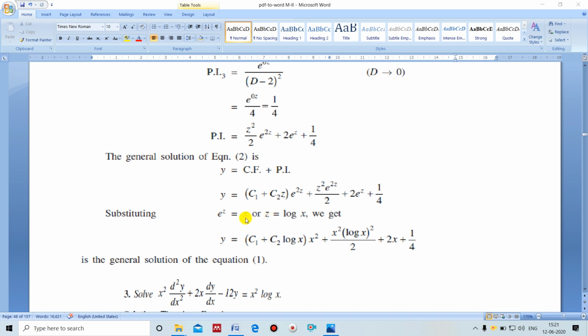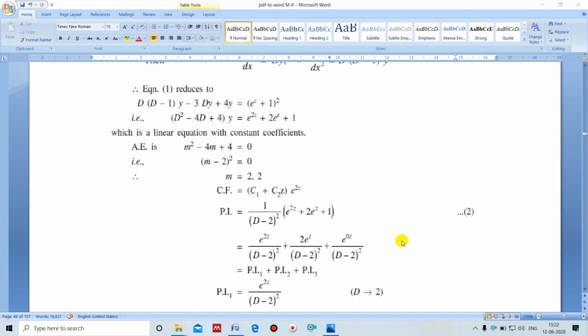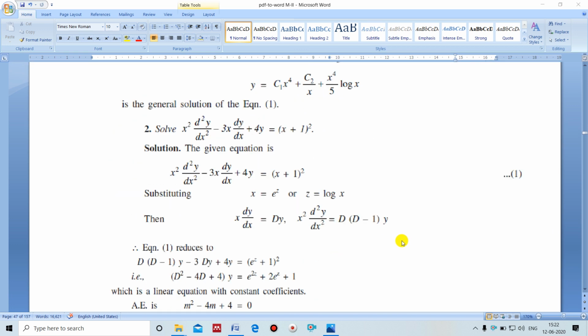We get y is equal to (c1 plus c2 z) into e raised to 2z plus z square e raised to 2z divided by 2 plus 2 into e raised to z plus 1 by 4. Put e raised to z equal to x, or z is equal to log x. Because we have converted in terms of z, now convert in terms of x. This is the solution: y is equal to (c1 plus c2 log x) into x square plus x square into (log x) whole square divided by 2 plus 2x plus 1 by 4. So this is the Cauchy's differential equation method to solve.